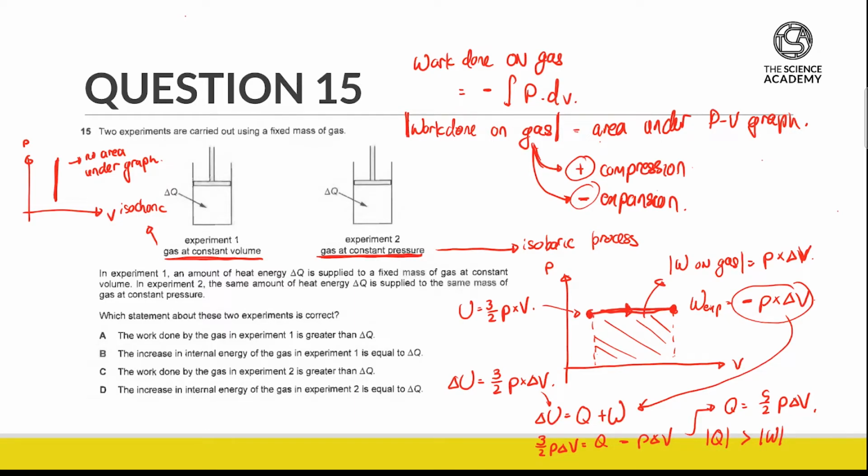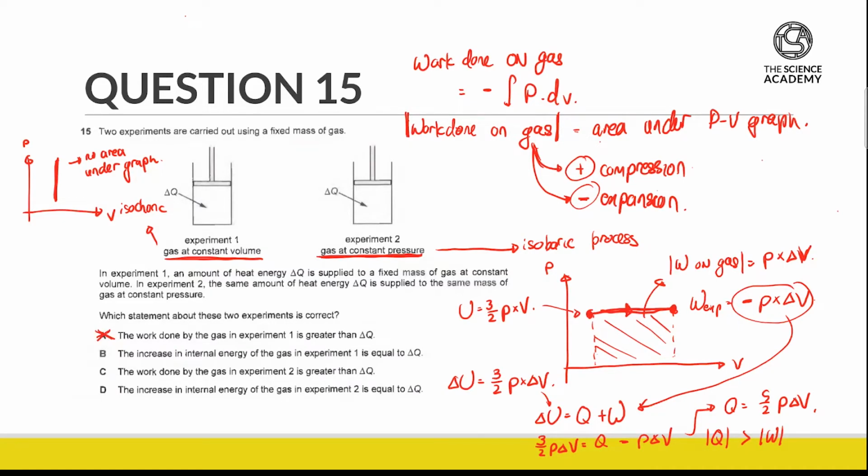For this particular question, they want us to evaluate which statement about these two experiments is correct. The first statement says that the work done by the gas in experiment 1 is greater than delta Q, and this is obviously false. Why? Because I mentioned already that there was zero work done. So this is immediately wrong.